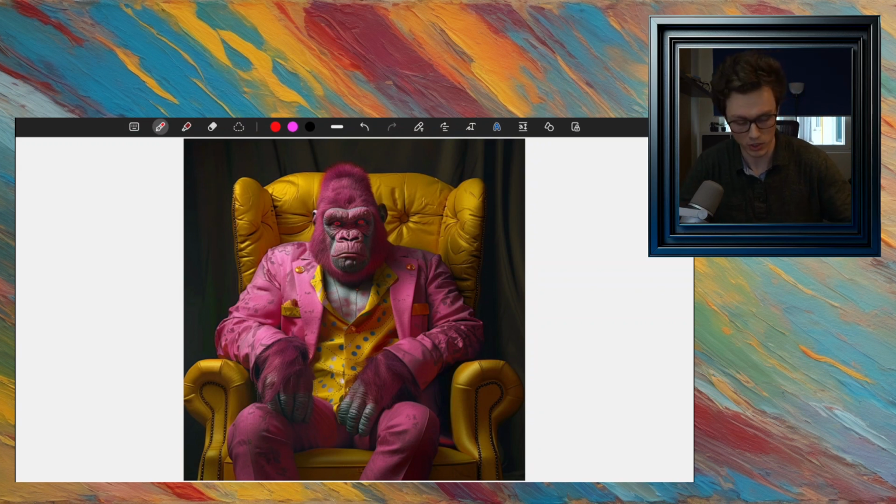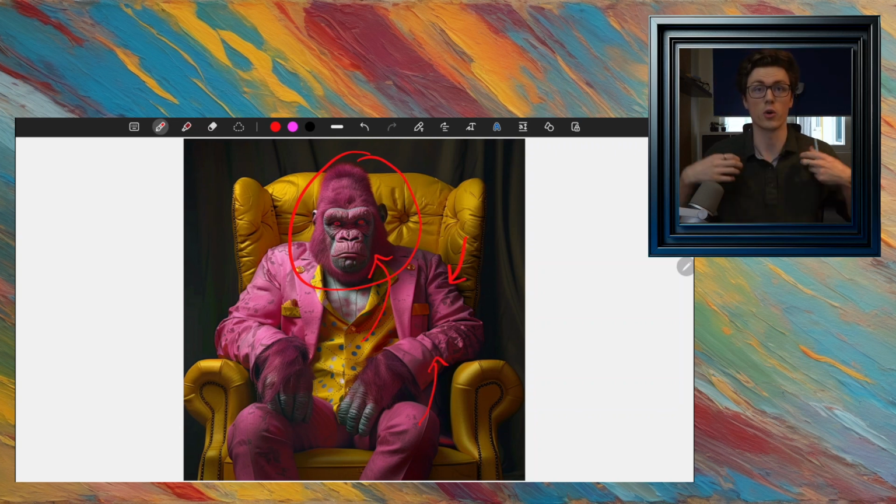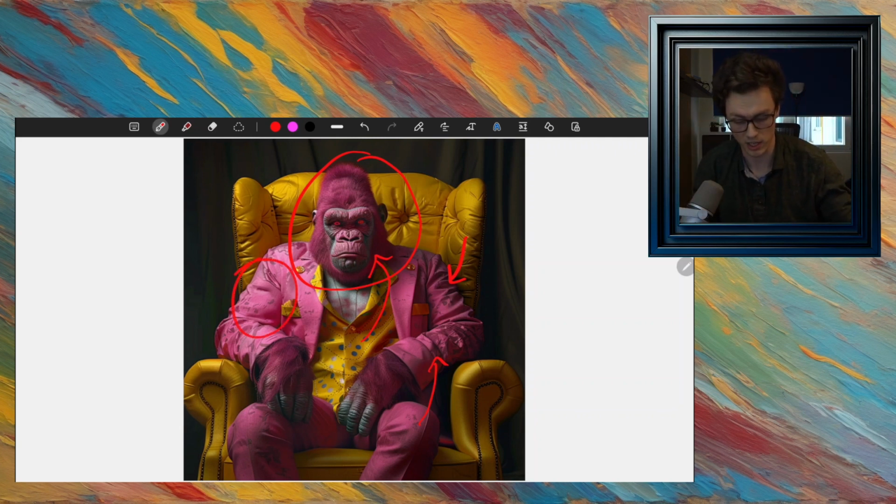In our first image, we have a monkey. He looks like a gorilla, to be specific. A monkey wearing a pink suit. He's wearing clothes. He has a pink suit on. Pink is this color, right? Is the suit red? No, the suit is pink. He's wearing a pink suit.